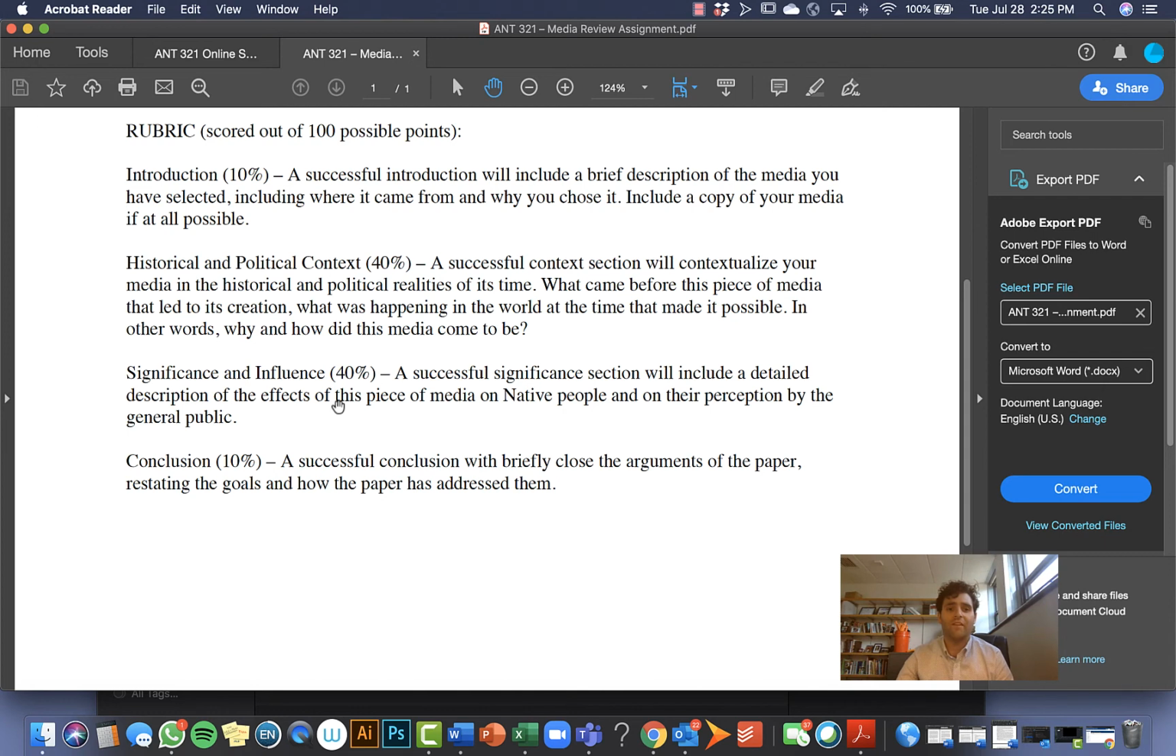And then I want you to talk about its significance and influence. So why is this a meaningful piece of media? Where did it come from? Is it part of a history of images like that, or events like that? If you've got a newspaper article that's talking about a particular event or a controversial event. And then its influence. Did that piece of media shape perspectives or perceptions of Native people as a part of a broader movement to shape perspectives about Native people, either from an insider or an outsider perspective, in a negative way or a positive way? That's the kind of thing I want you to get into with this, right?